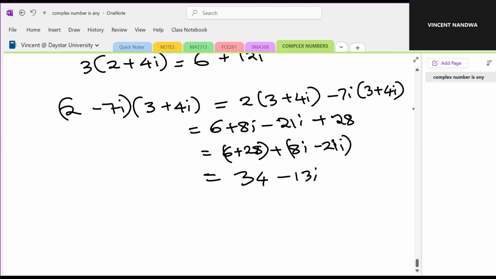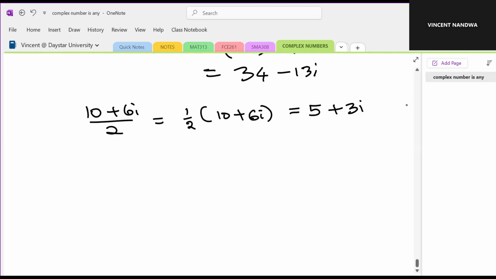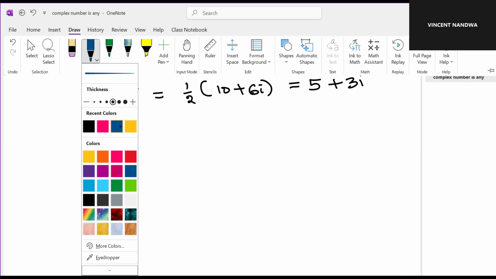And then if you have a problem like, say, 10 plus 6i over 2, it's just the same as a half of 10 plus 6i. A half of 10 is 5. A half of 6 is 3. So 5 plus 3i. So that's generally how we compute the sum, the difference, and the product of two complex numbers.